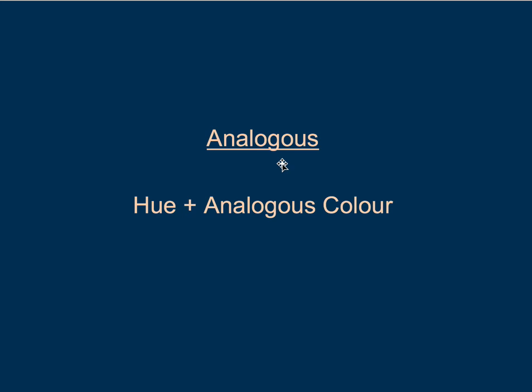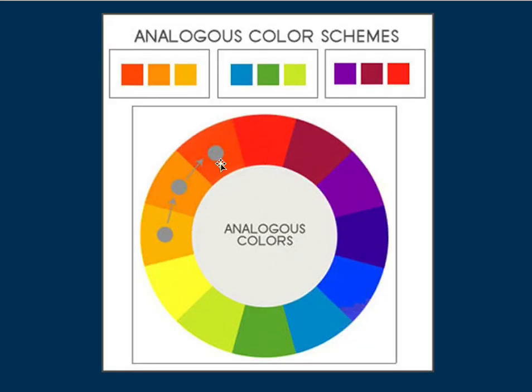Analogous refers to colors that are next to each other on the color wheel. So these are analogous groups. That's one group, another group. Any 3 or 4 colors that are next to each other are considered analogous. And this is important because this is also a way of darkening and lightening. So if you have green and you want to darken it, you head towards blue. If you have green and you want to lighten it, you head towards yellow.